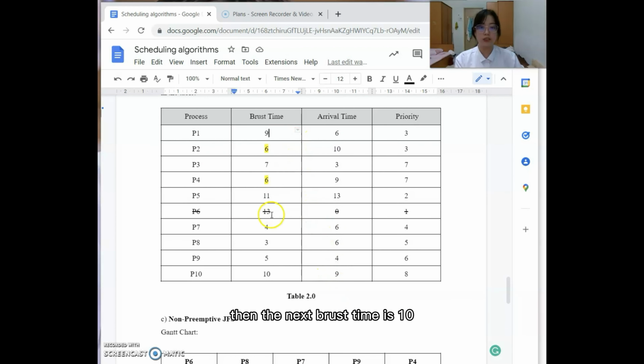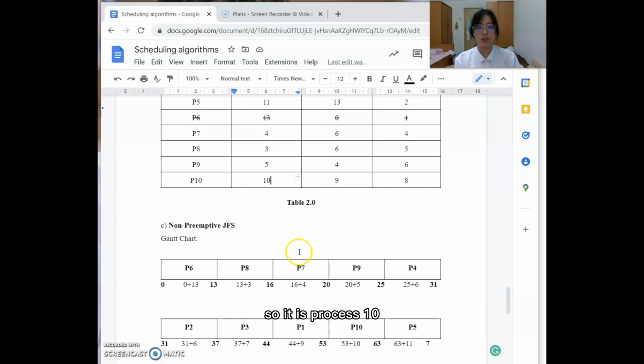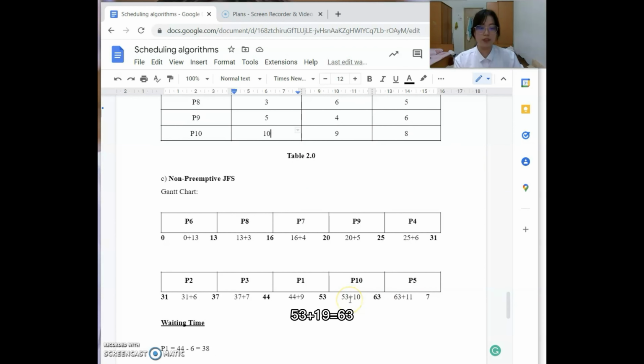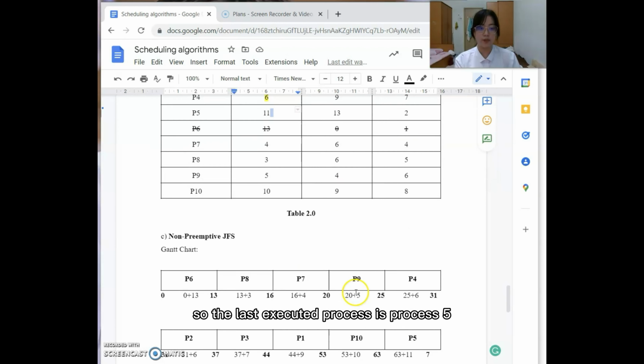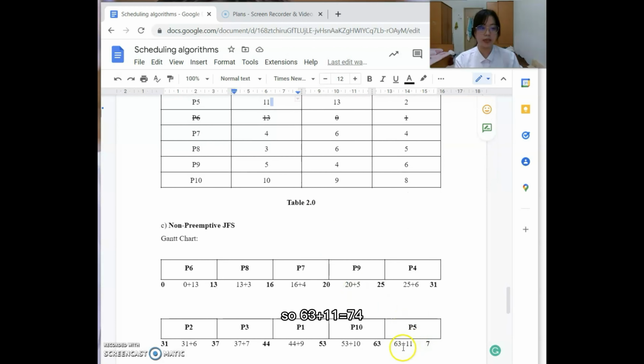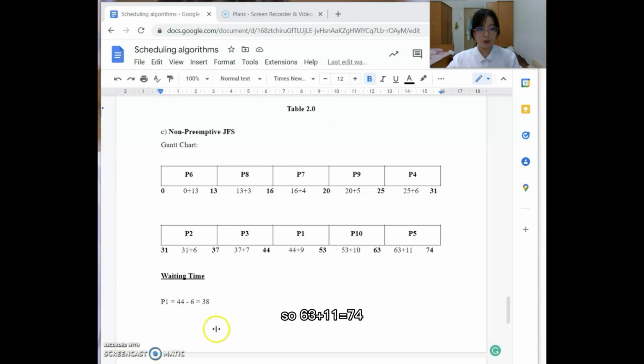Then the next burst time is 10, so it is process 10. 53 plus 10 is 63. Then the last is 11, so the last executed process is process 5. So 63 plus 11 is 74.